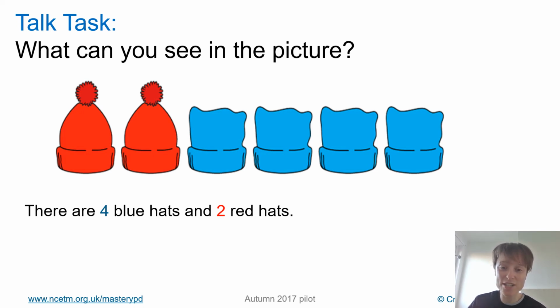Now this time we're starting with the blue hats first, before the red hats. Let's see if you got that expression right. The expression looks a little bit different, doesn't it? Okay, I'm going to say the sentence, then you're going to say it. We can write this as 4 plus 2. Your turn.